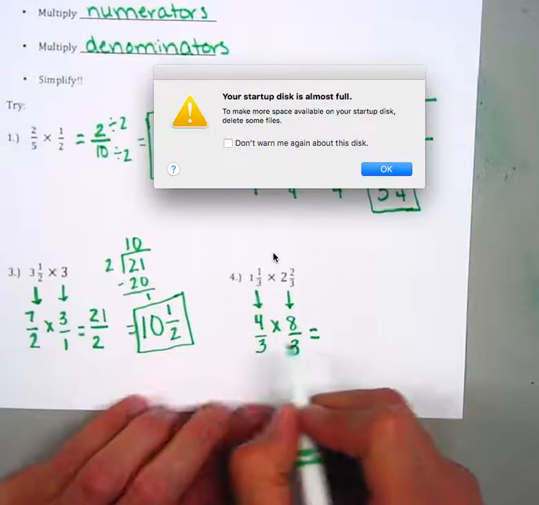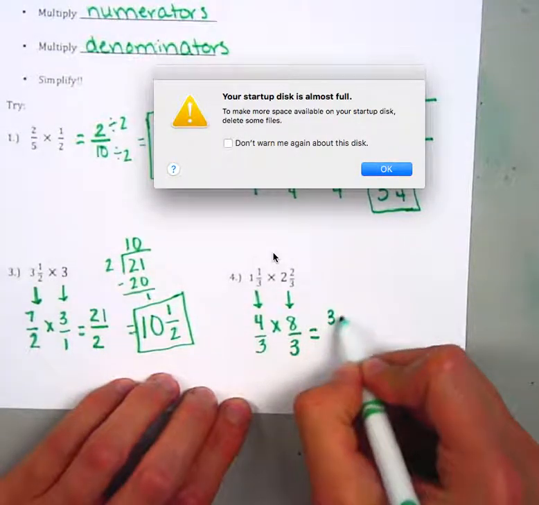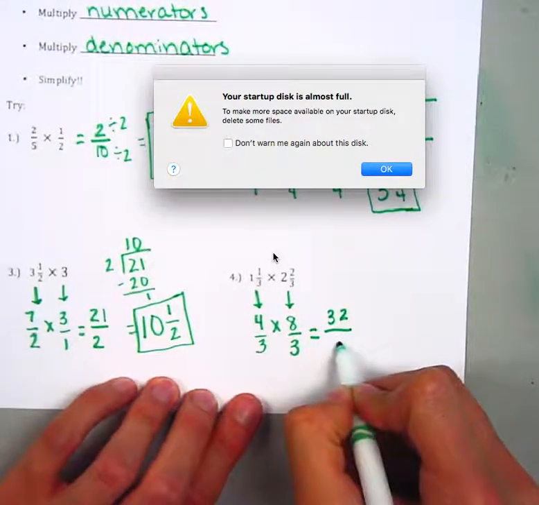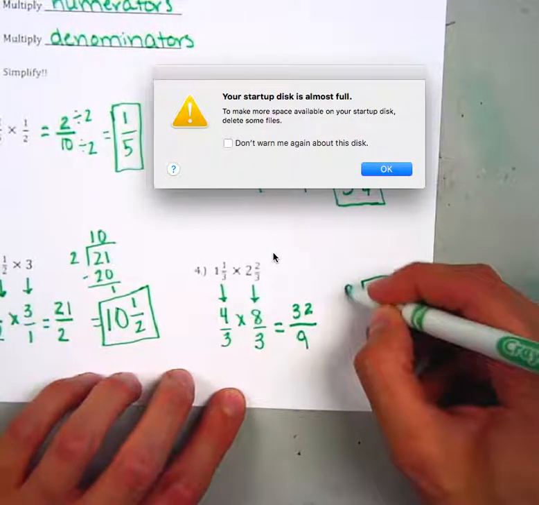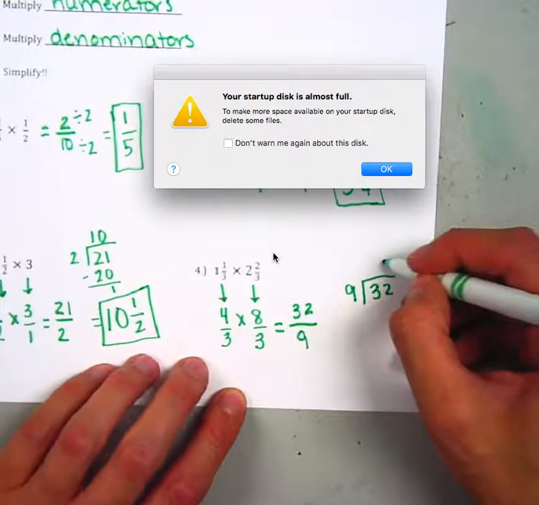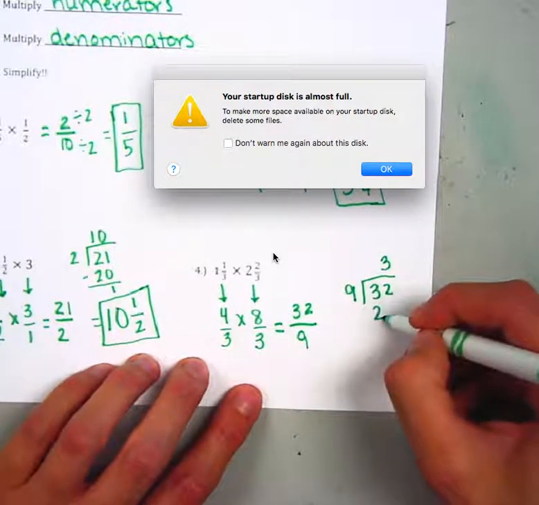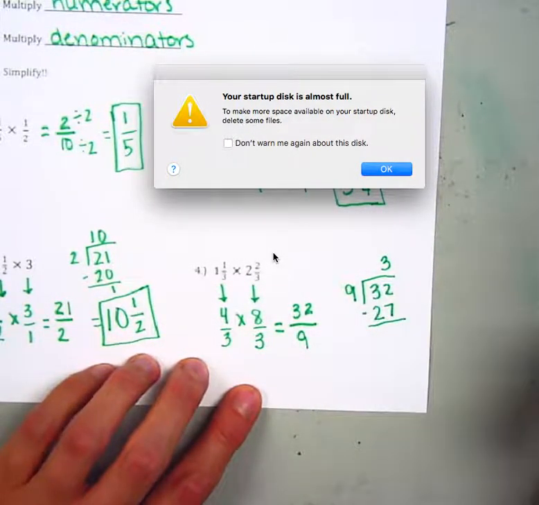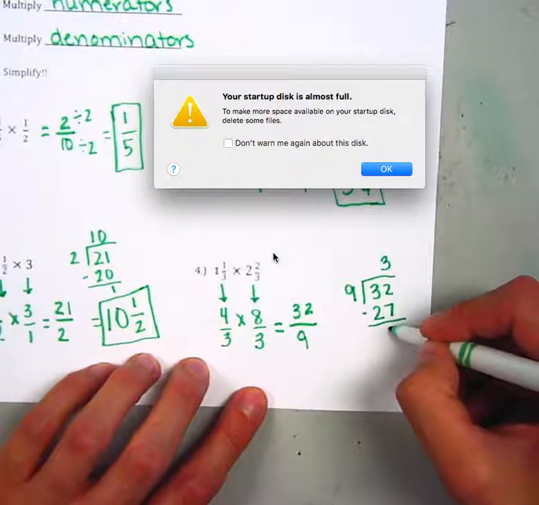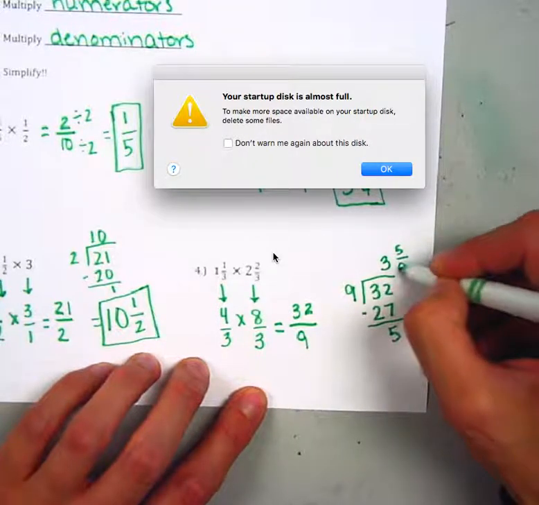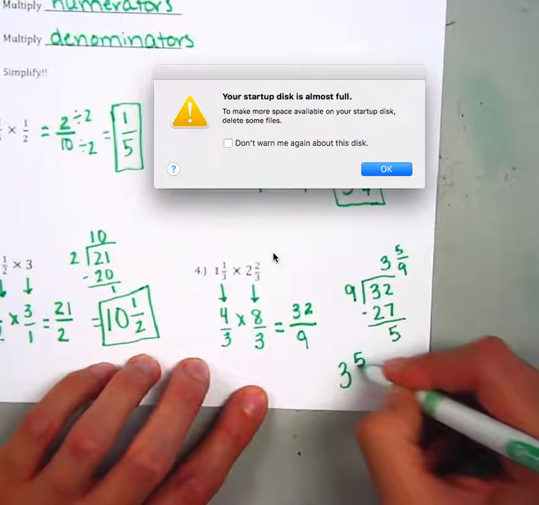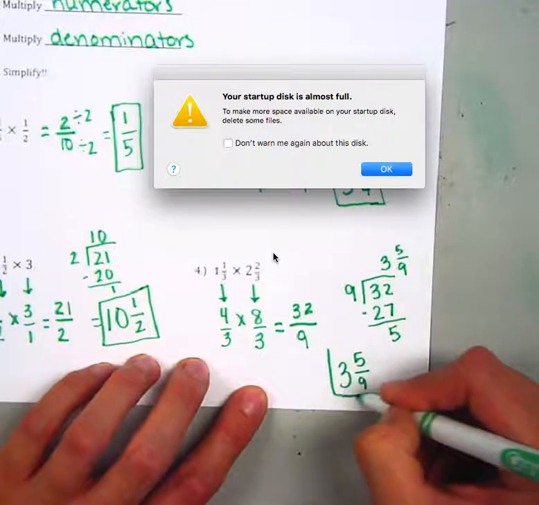So now we multiply across. 4 times 8 is 32. 3 times 3 is 9. Set up my division problem. 9 goes into 32 3 whole times. 9 times 3 is 27. If I subtract that, I get 5. So there are 5 pieces left over out of 9. So my answer is 3 5/9.